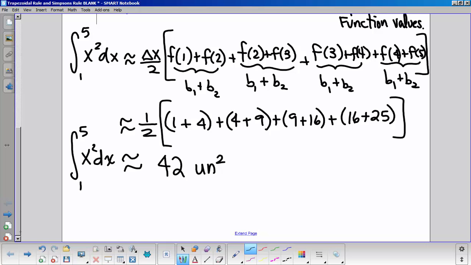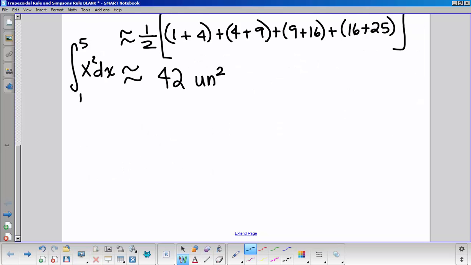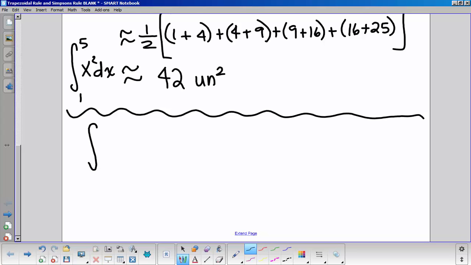Do we recall how to do the actual? Isn't that equal to the antiderivative? Yes. All right, so how do we find the actual? We have to actually take the antiderivative. So the integral from, well, let me write actual here.